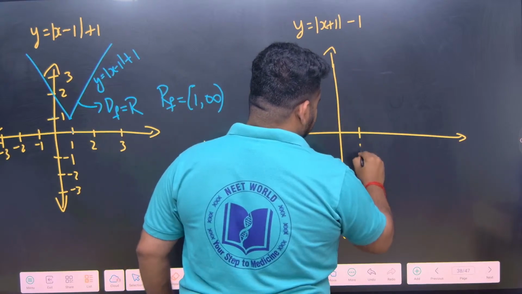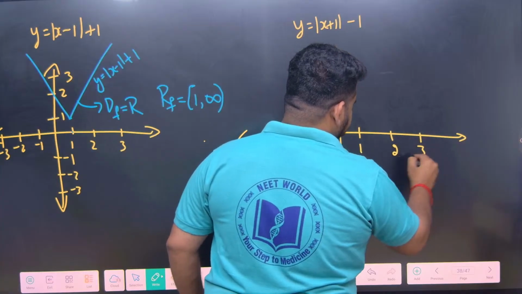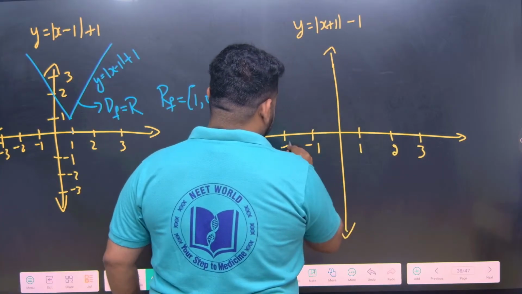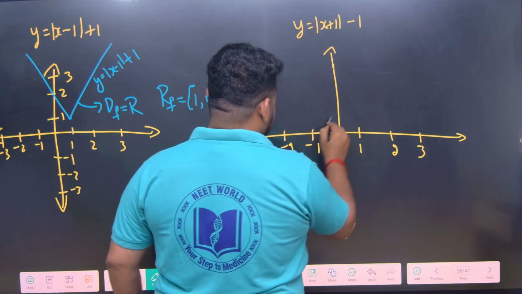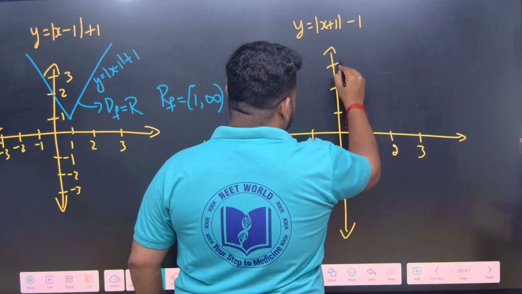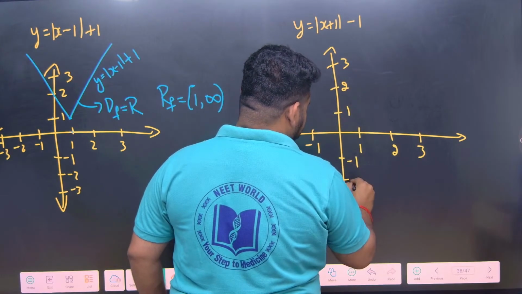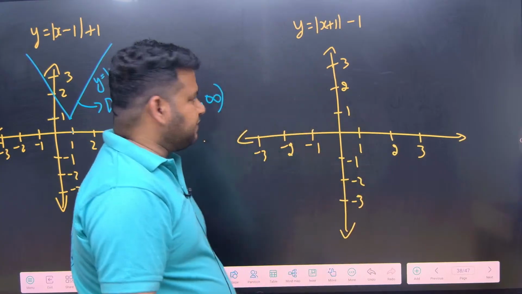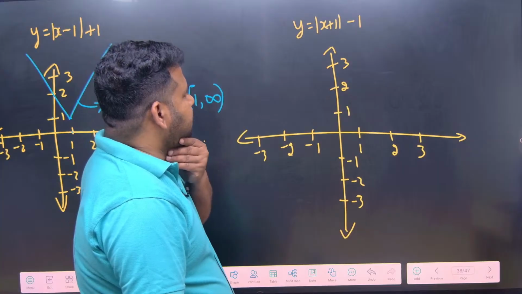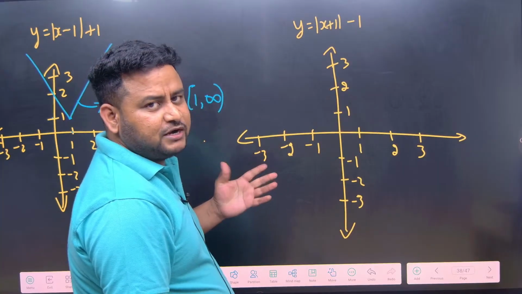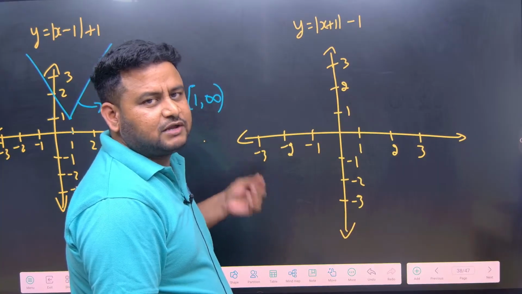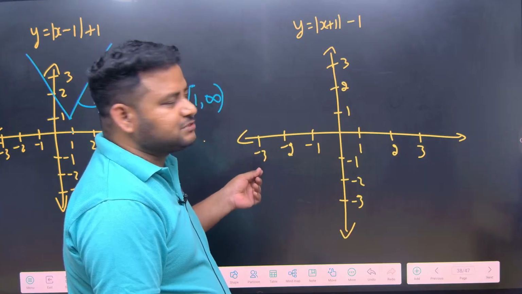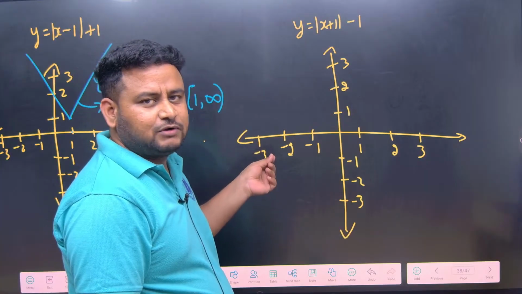This is 1, 2, 3. This is minus 1, minus 2, minus 3. This is what we are having. Mod of x plus 1 means it will start at which point? Where x plus 1 becomes equal to 0. That means x plus 1 is equal to 0, so x will become equal to minus 1.